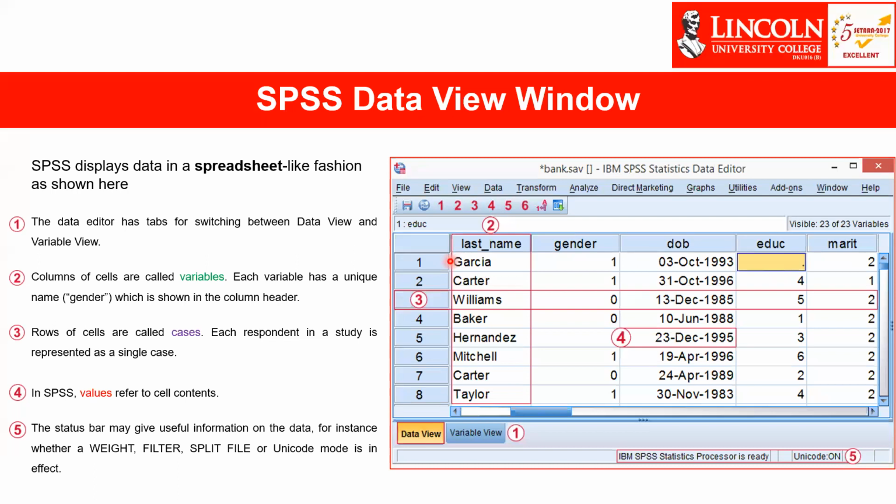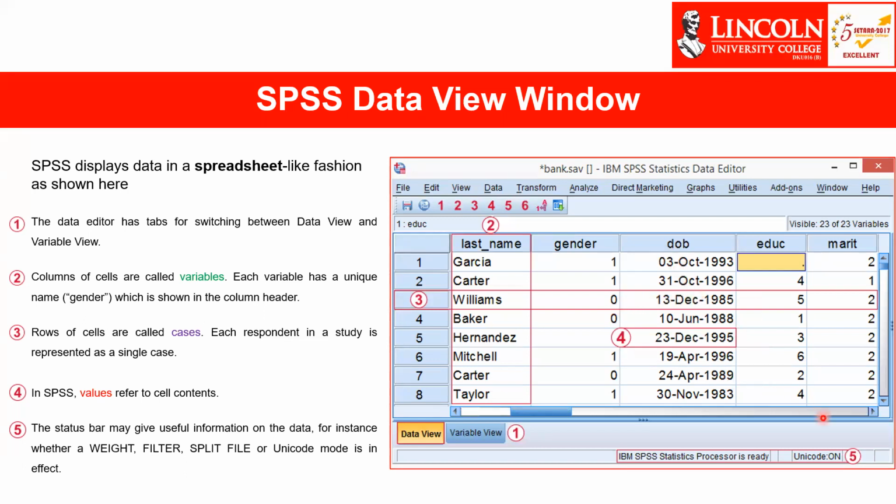So that is why, you remember, you are dealing with a sample, right? Each of them is part of your sample, and those samples are referred to as cases. So each respondent in the study is represented as a single case. Then in SPSS, values refer to cell contents. For example, Keta, 1, 1, 0, 0, look at all these dates. All these are referred to as values. Mitchell, Kate, Taylor, 1, 0, 1, 0, all these are referred to as values.